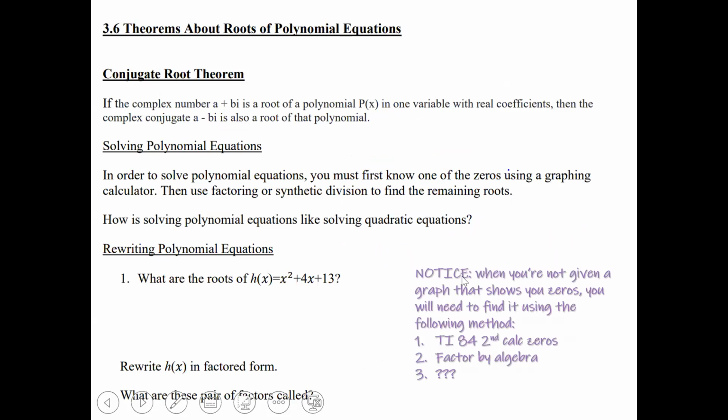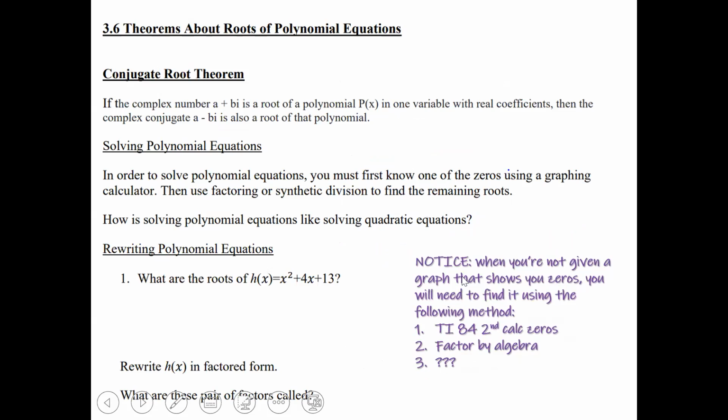Right, let's go ahead and start on 3.6. So today we're going to talk about theorems about roots of polynomial equations. Starting off with the very first one, the conjugate root theorem is the one that we're going to talk about today. If the complex number a plus bi is a root of this polynomial, then the complex conjugate, the opposite of that, a minus bi, is also a root of that polynomial.